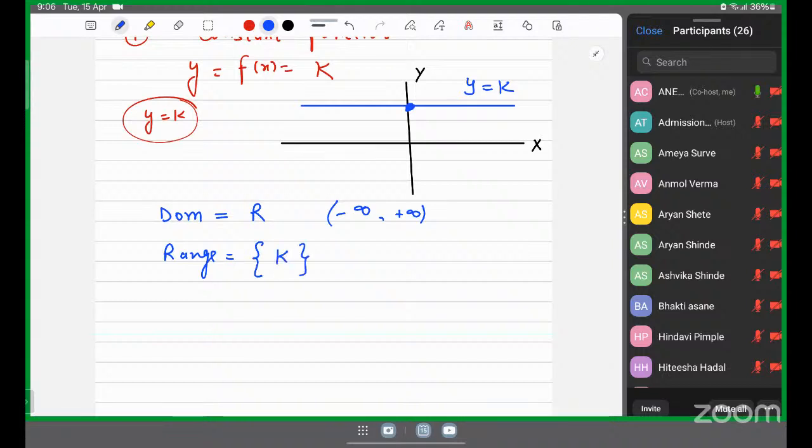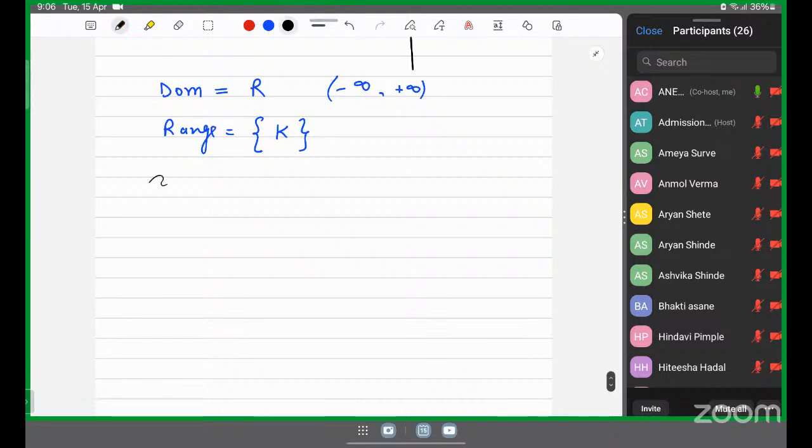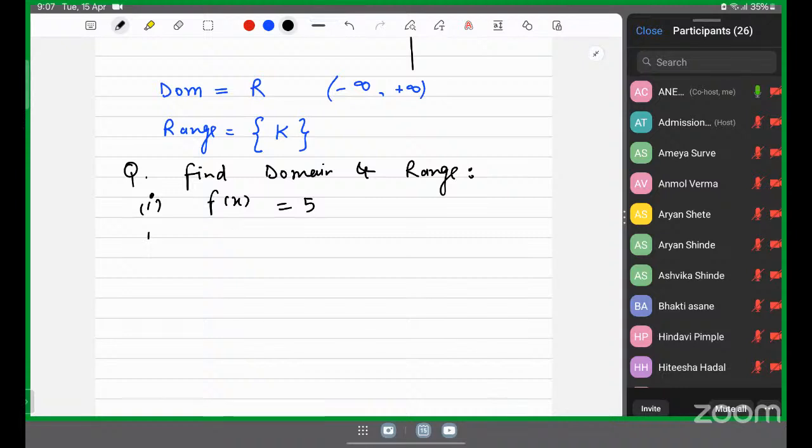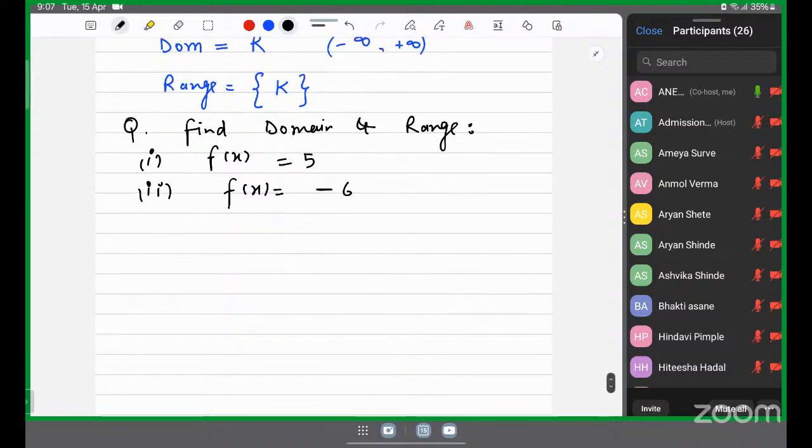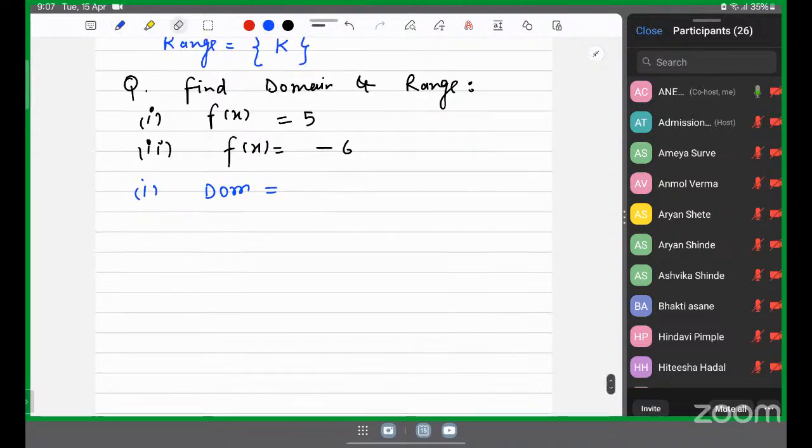Now the question is, find the domain and range. First one, f of x equals 5. Second one, f of x equals minus 6. So what will be the domain? f of x equals 5 is a function, which is a constant function. What will be its domain? Yes? Anyone?